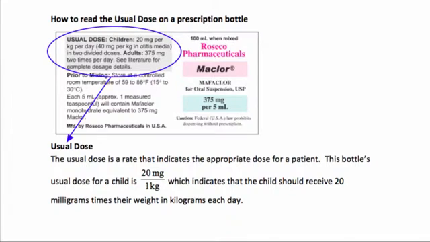How to read the usual dose on a prescription bottle. Every time we give medication, there's always a label, and on that label, you'll always find the usual dose. This tells us the safe range that this medicine can be administered. The usual dose is a rate that indicates the appropriate dose for a patient. This bottle's usual dose for a child is 20 milligrams for every kilogram, which indicates that the child should receive 20 milligrams times their weight in kilograms each day.